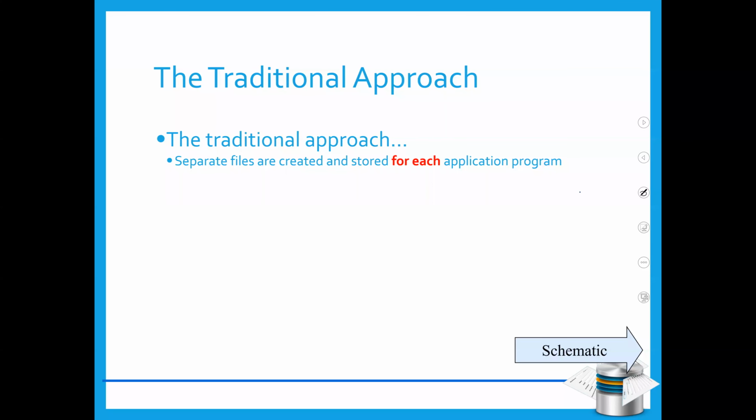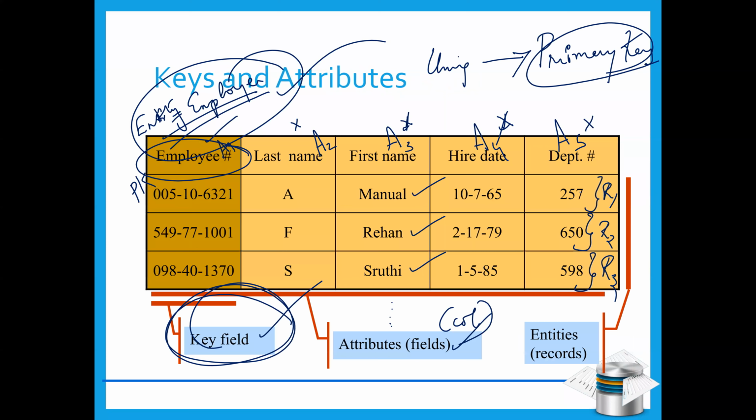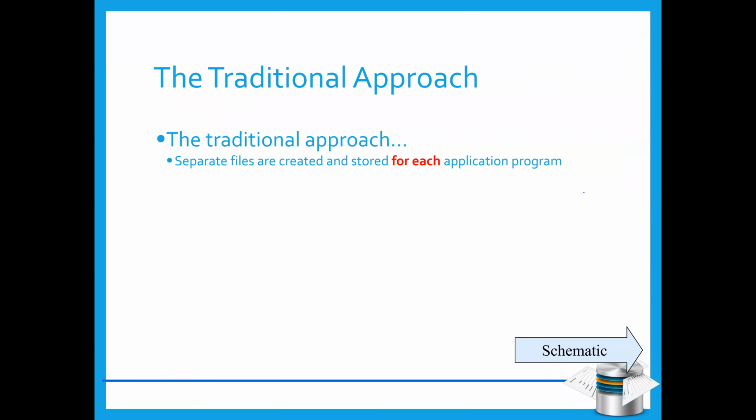See, long back, we had a traditional approach of doing things. That is what we even call the file system approach. Files. Earlier, we weren't going for tables. We were using something called files. Now, in files, what happened is separate files are created and stored for each application.